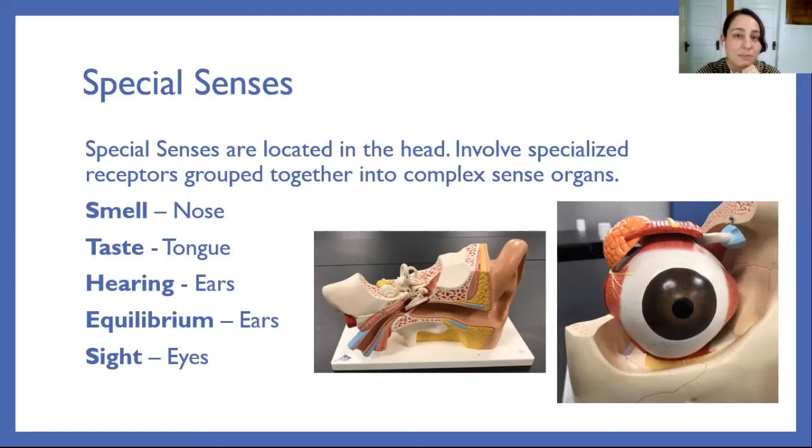They start with smell coming from your nose organ. Taste is from your tongue. Hearing is from your ears. And then equilibrium is also from those ears. And sight comes from your eyes.